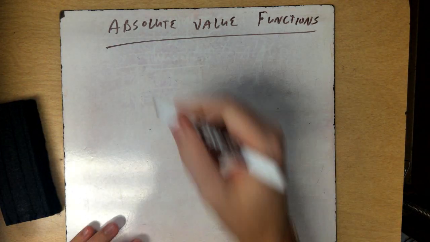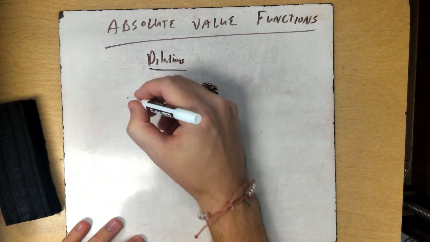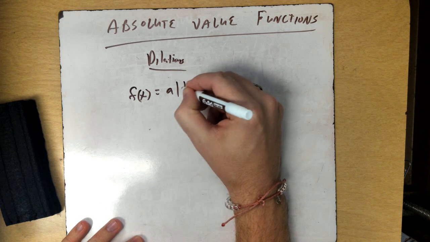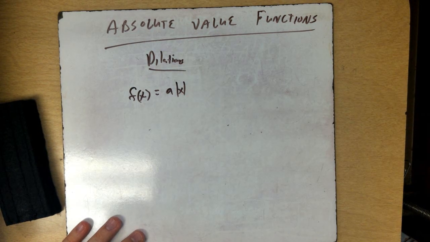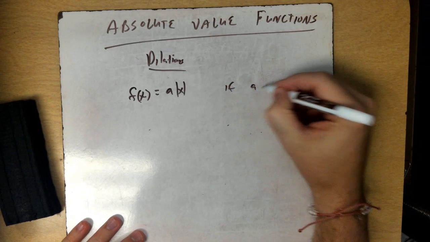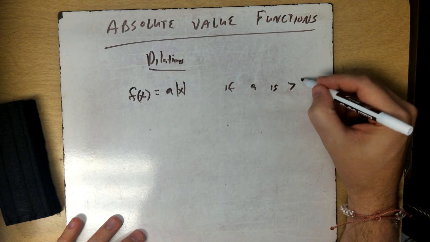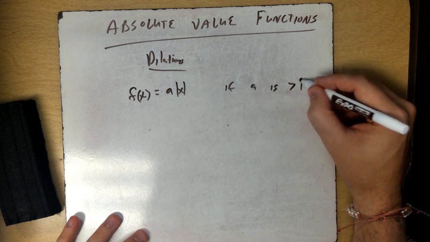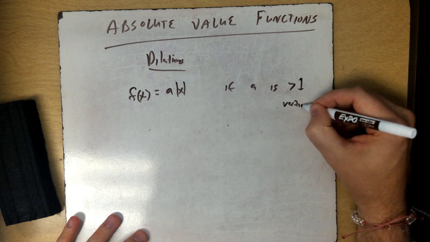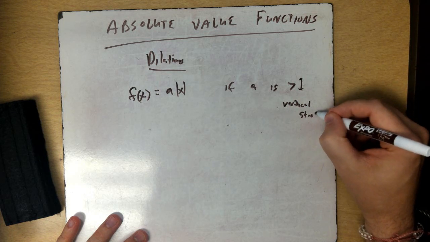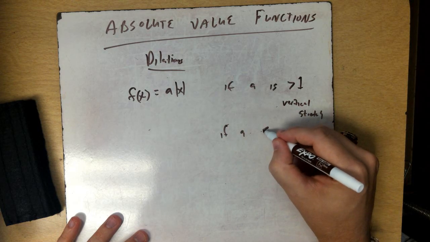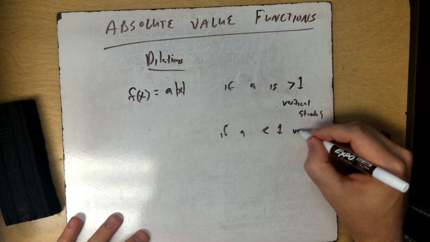Now if we talk about dilations, same type of deal. Now we have f of x equals a times the absolute value of x, okay? So if a is greater than 1, it's a vertical stretch, right? And if a is less than 1, it's a vertical compression, right?